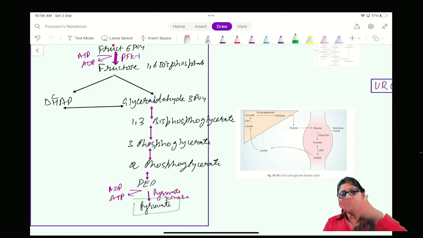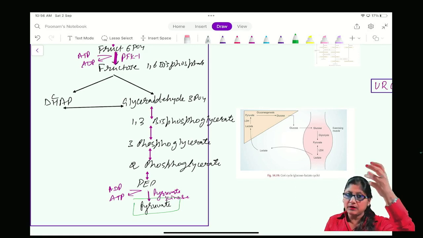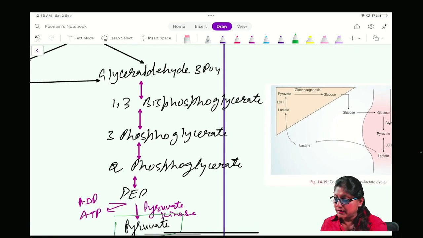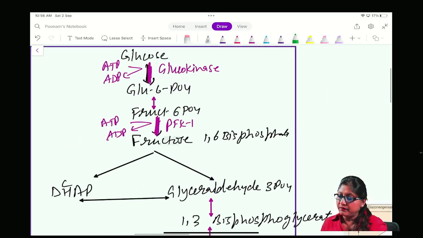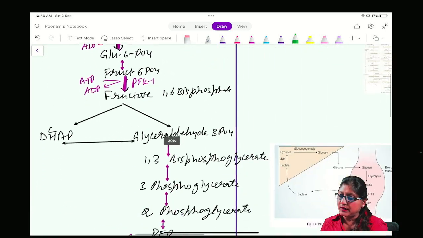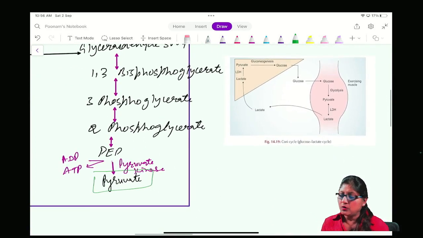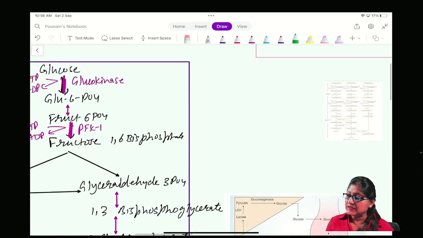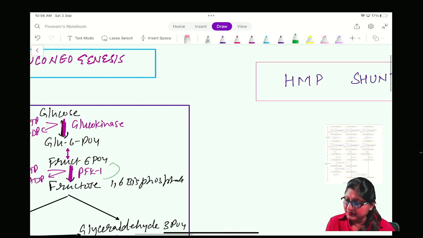See, it can go to the reverse order and make glucose, but you see in the glycolysis, 3 reactions are irreversible: pyruvate kinase, then PFK1 and glucokinase. All other reactions are reversible. So all reversible reactions will be used, but irreversible reactions need to be bypassed in gluconeogenesis. So pyruvate kinase needs shunting, PFK1 needs shunting, glucokinase needs shunting.